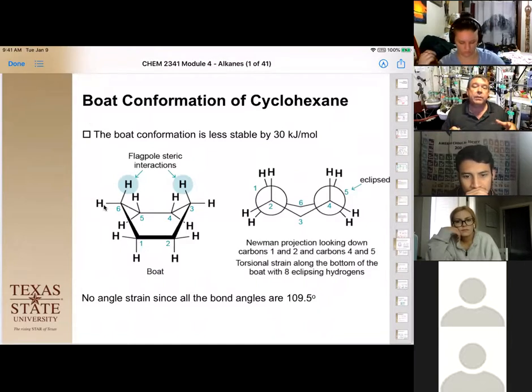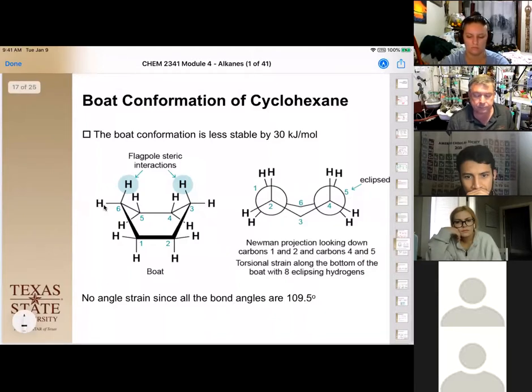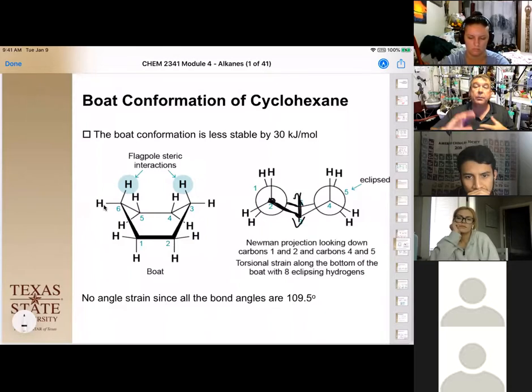So in the boat configuration, it is 30 kilojoules less stable than the chair position, okay? And the reason for that is the fact that we now have two of our systems overlapping completely. So we have eclipsed bonds. And so if we look at the Newman projection, we have the carbon in front of us going to this front carbon, the carbon behind it. So these two are eclipsed now. Remember, they were gauche before, and now they're eclipsed.